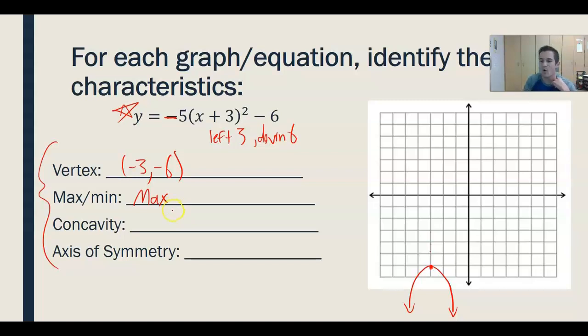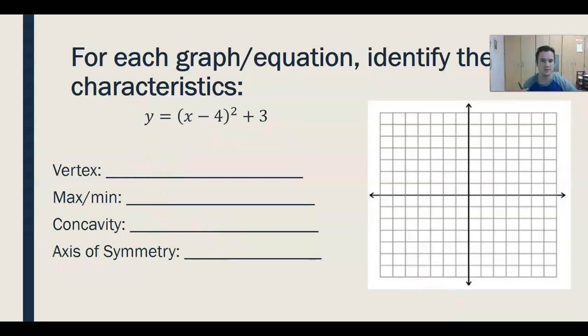Concavity, which way is it pointing? Well, it's pointing down. So that's going to be concave down. And lastly, what's the axis of symmetry? Well, the axis of symmetry is the same as the x-coordinate of the vertex. Right here, this axis of symmetry is going to be right through the x-coordinate of the vertex. So the axis of symmetry is x equals -3. Okay, those are all the properties that I wanted you to identify on this graph.